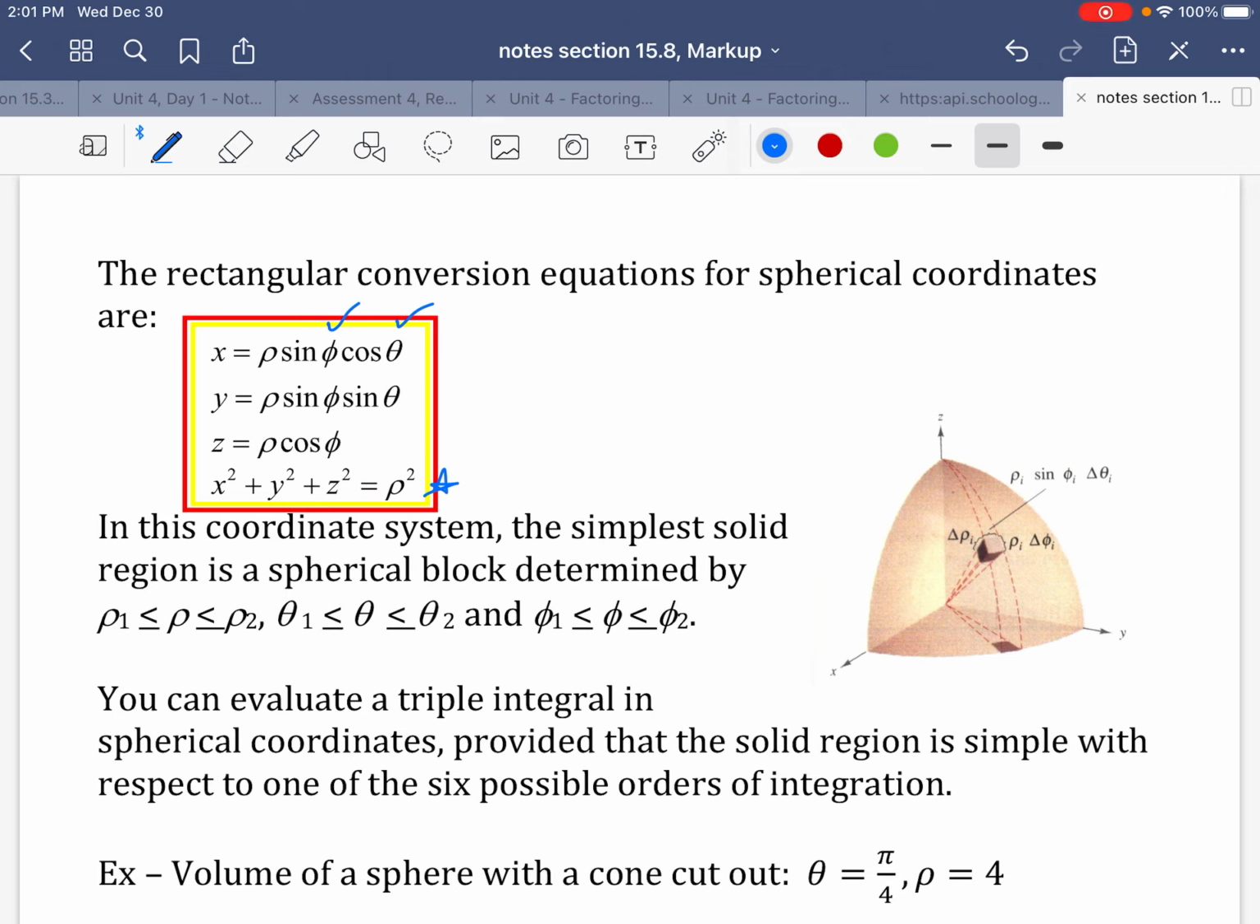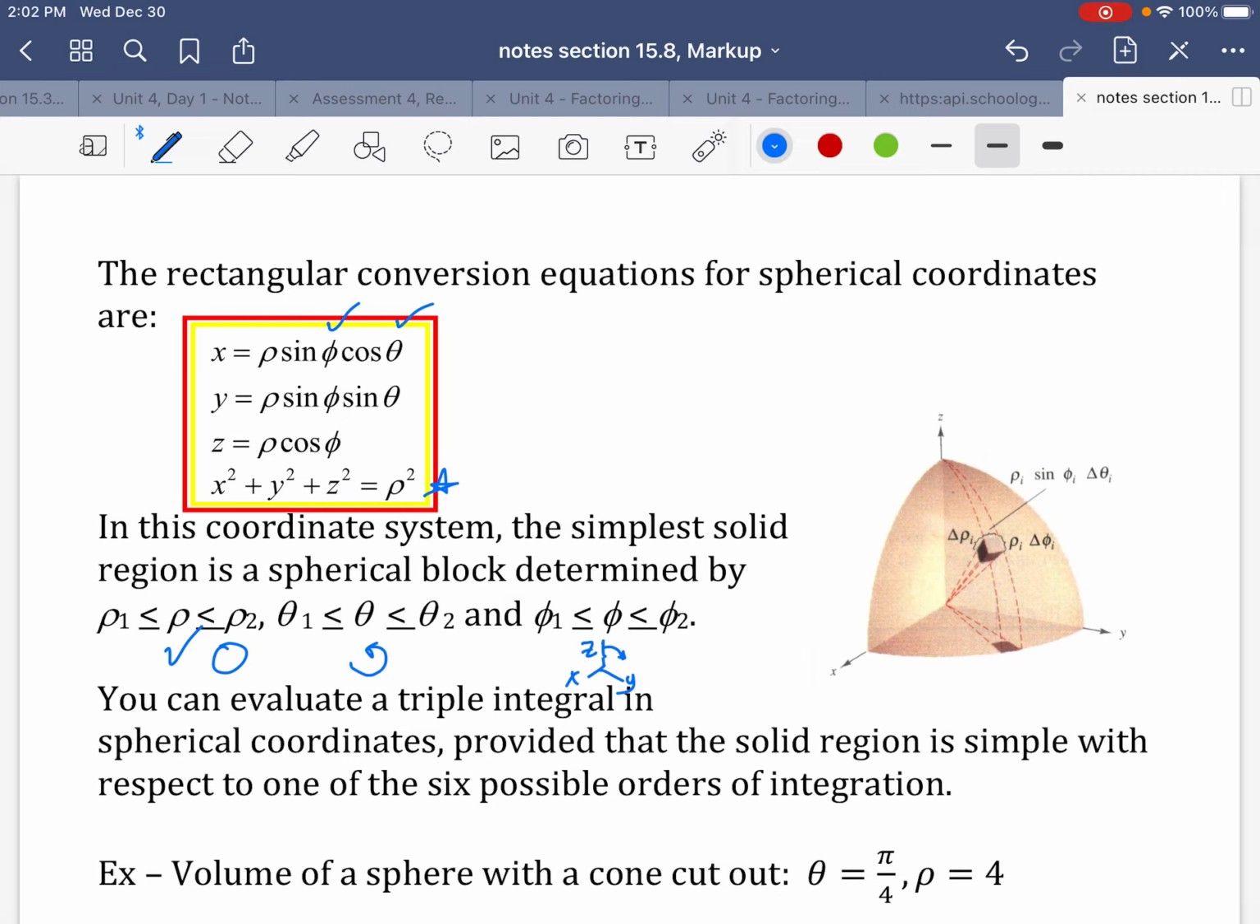In this coordinate system, the simplest solid is a spherical block determined by how far you go out in a sphere. Your rho is how big of a sphere you have. Your theta is how far you go around. And your phi is how much you are down from the z-axis, right? So if you have the x, y, z-axis right there.